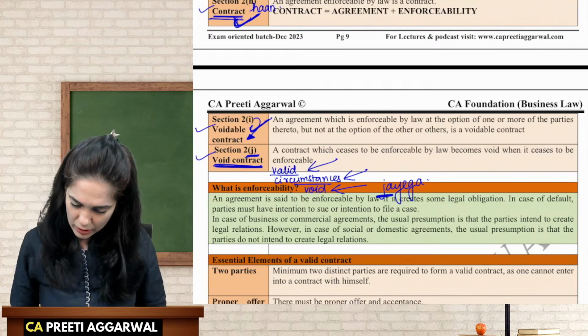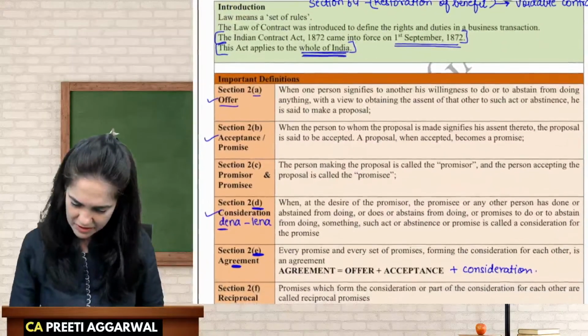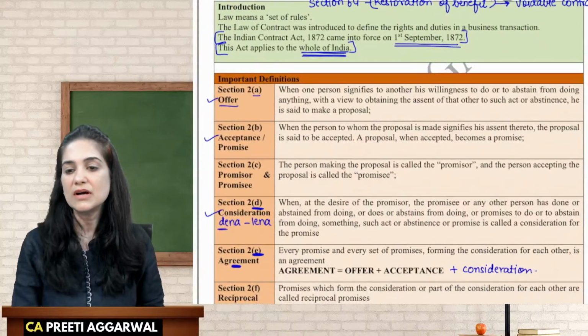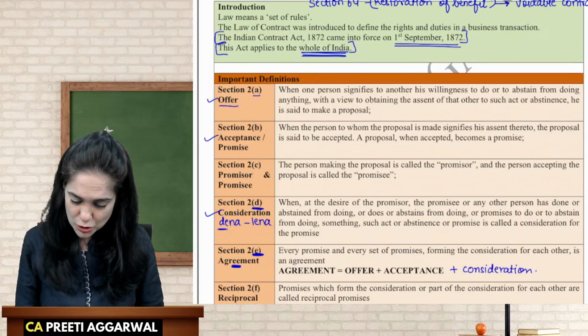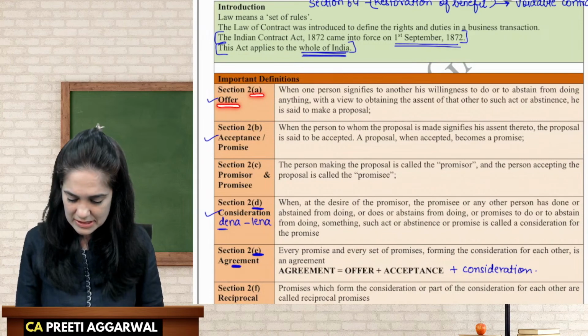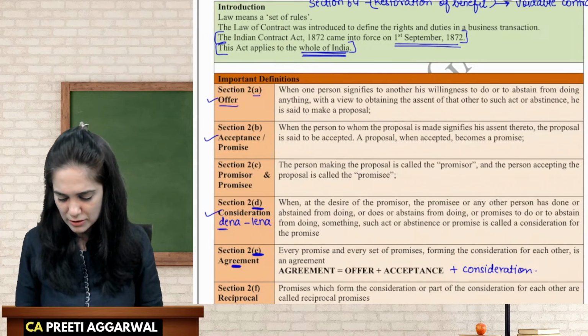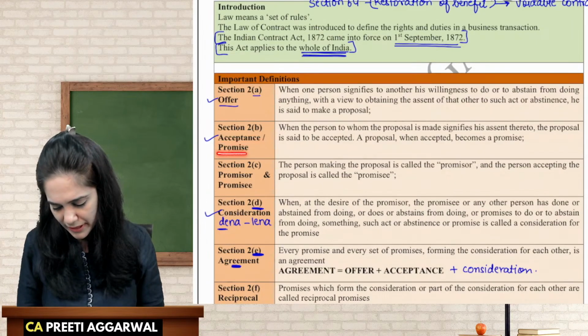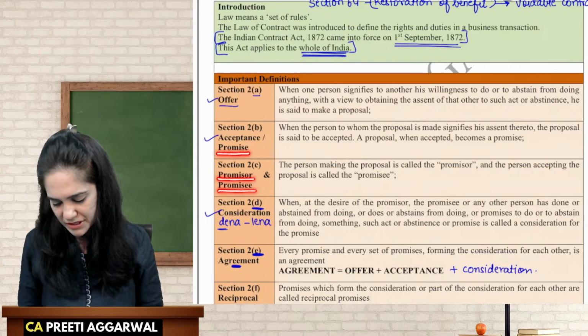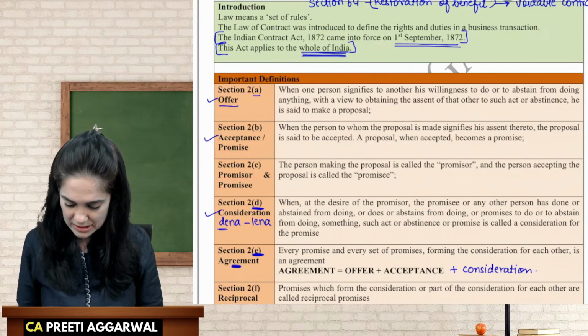All right. Now, I want to revise this because this is the first time that we are discussing the definitions in this manner. So, the offer is the starting point of a contract. The offer must be properly accepted. A proposal, when accepted, becomes a promise. The person who gives the offer is known as the promiser. The person to whom the offer is given is known as the promisee.